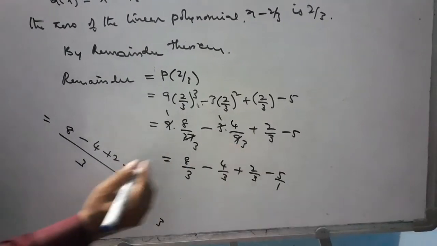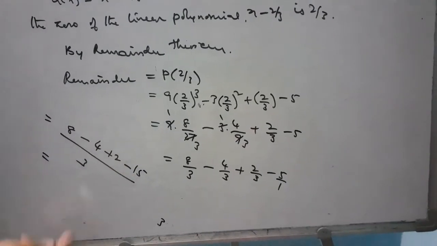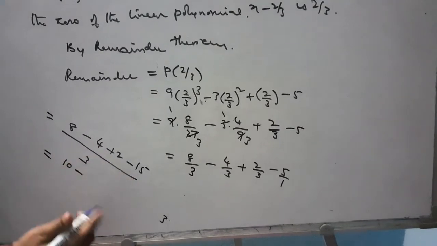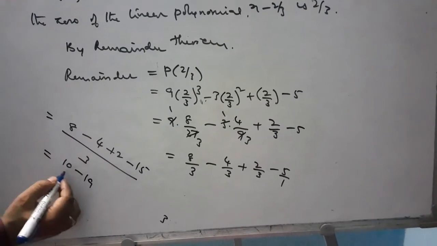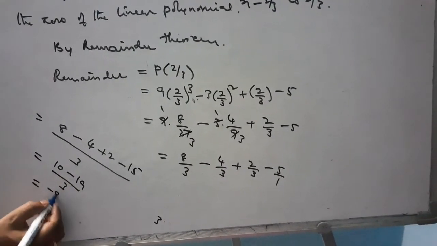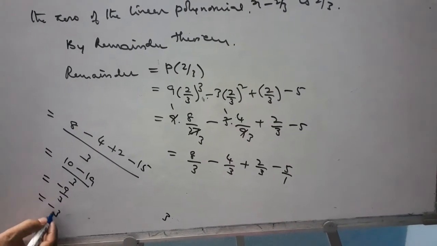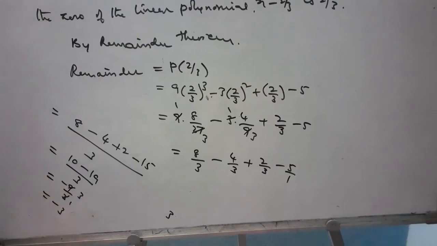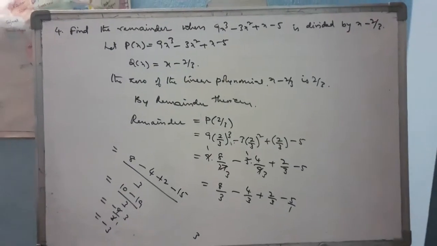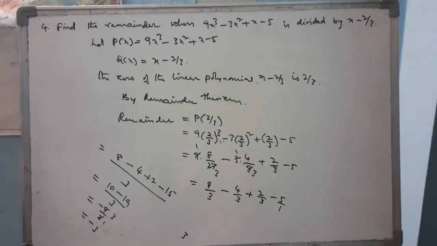3 fives are 15. So here we will get 8 plus 2 is 10, minus 4, minus 15 becomes minus 19 by 3, that is equal to minus 9 by 3, that is equal to, 3 ones are 3, 3 threes are cancelled. So we will get minus 3. So the required remainder is minus 3.